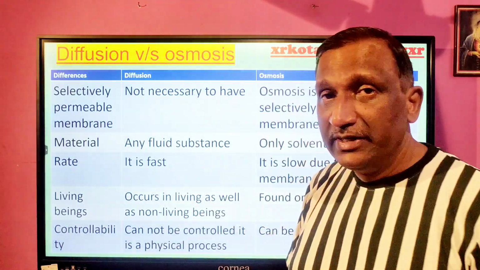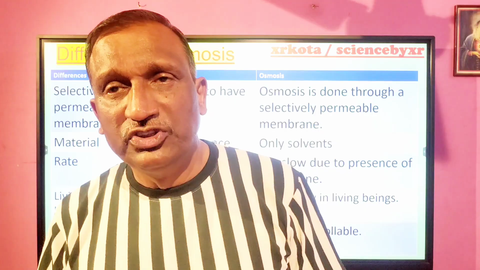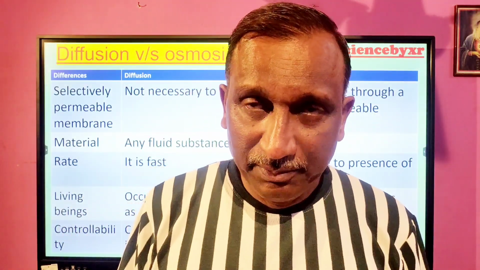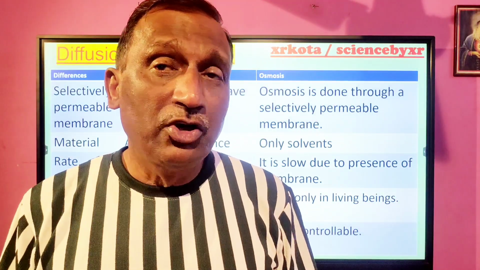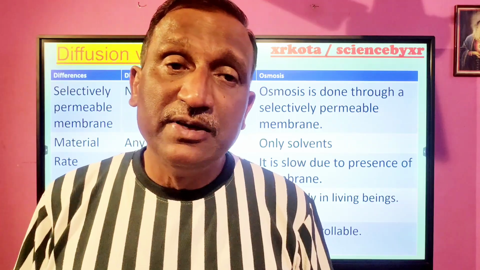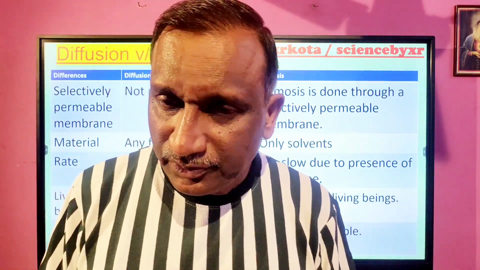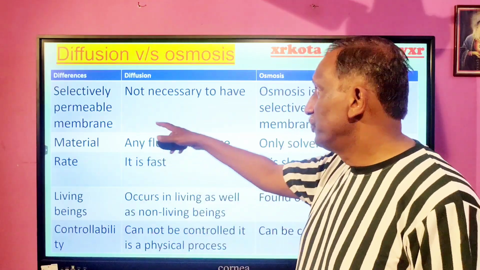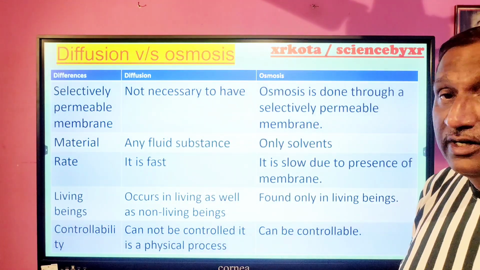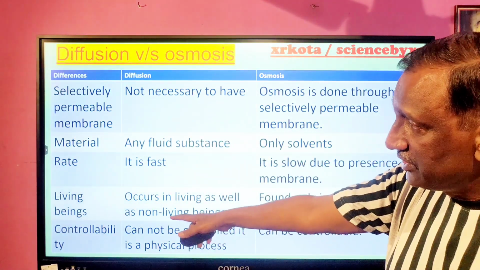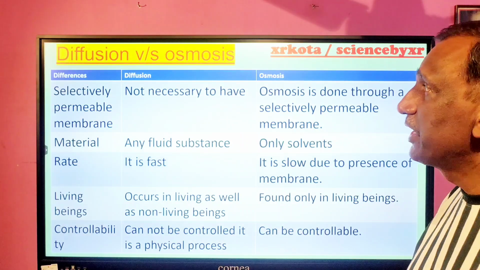Controllability: diffusion we cannot control, वो तो जाएगा ही जाएगा. But osmosis can be controlled, because cell membrane has to choose what thing is to be allowed and what thing not to be allowed. So that is how diffusion and osmosis are different on the basis of these 1, 2, 3, 4, 5 points. Okay.